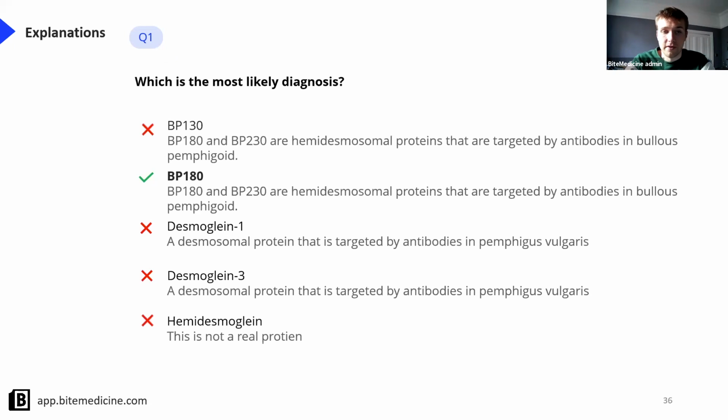those tense fluid-filled blisters. Desmoglein 1 and desmoglein 3 are those that are seen in pemphigus vulgaris, not bullous pemphigoid. They're desmosomal proteins. BP130 is not linked to hemidesmosomes, not even sure if it exists. And hemidesmoglein definitely doesn't exist. I made it up. So BP180 is the correct answer there.